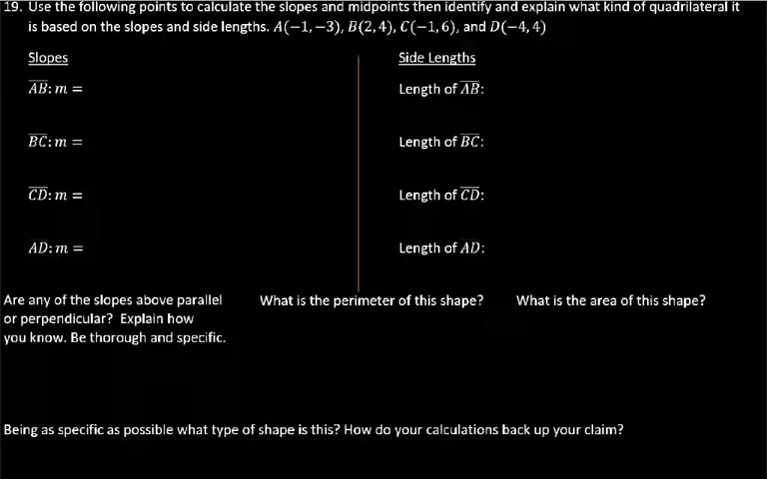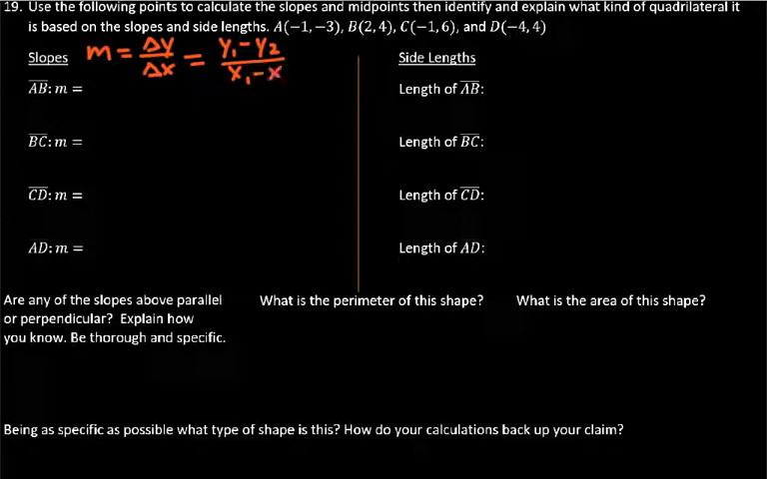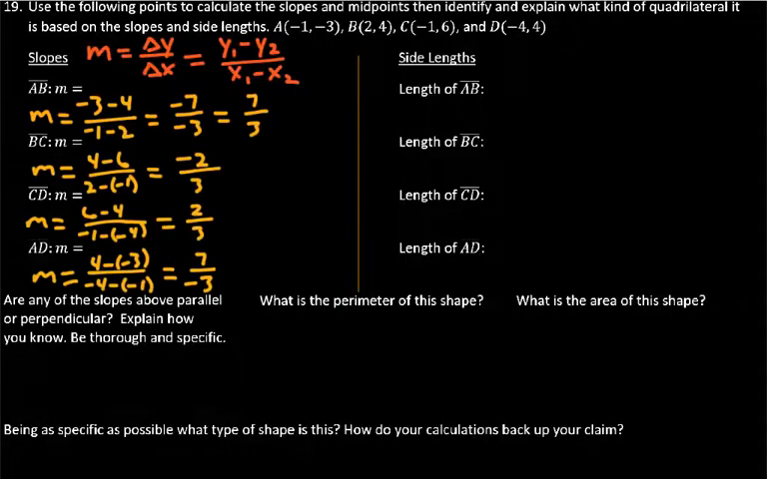So first thing is find those slopes. So remember, slope is calculated as delta y over delta x, which can also be thought of as y1 minus y2 over x1 minus x2. And so that's where we're going to start. Pause the video, take a moment, and do those calculations, please. And there are the slopes.